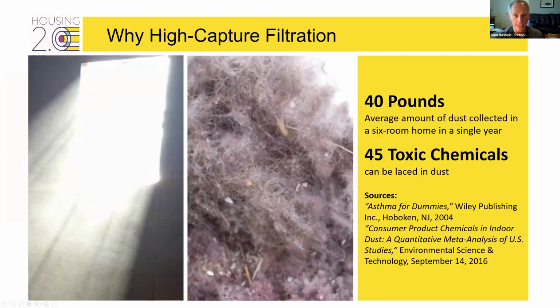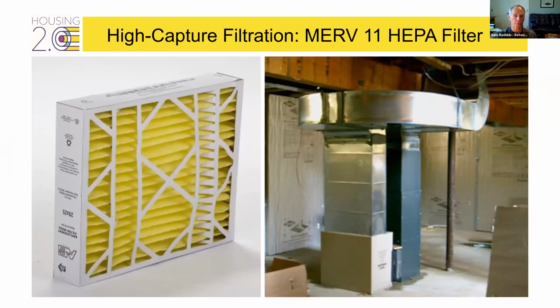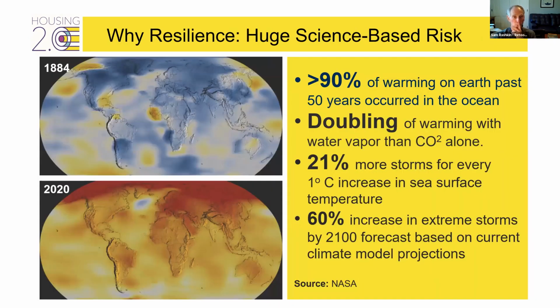And lastly, high capture filtration. The average amount of dust collected in a 6-room home is about 40 pounds a year, which is a scary thought. Even worse is a study that shows that dust can be laced with 45 different toxic chemicals. So filtration is an obvious winner, and again, something I believe most American households will pay for. So everyone should be thinking about the thicker, high capture filters in the systems, and therefore you have to plan for a 4-inch filter rack when you do a comfort system.